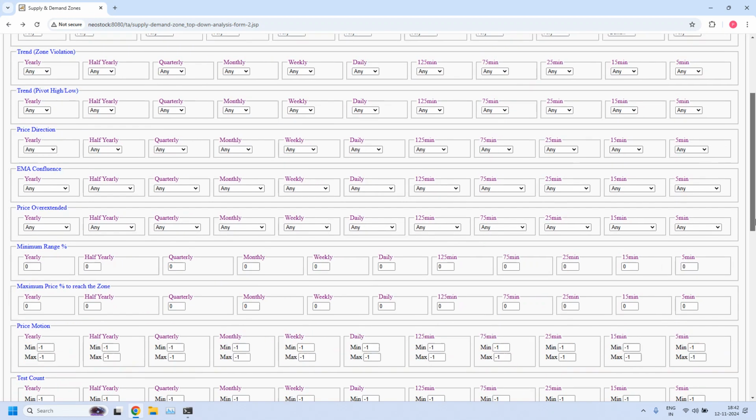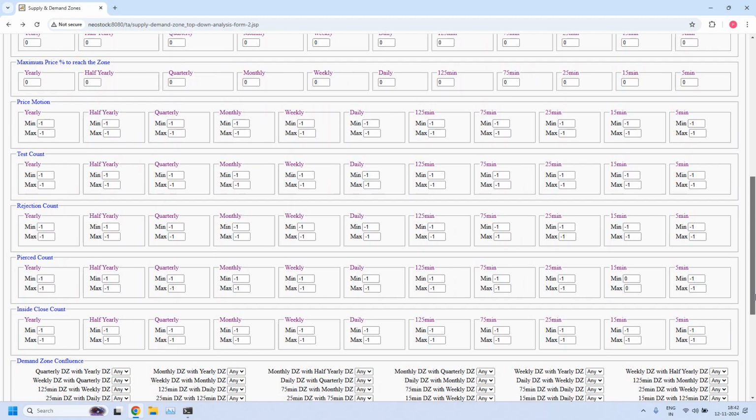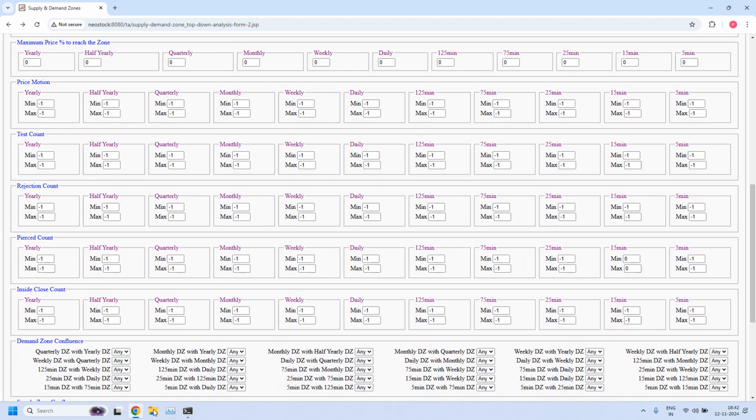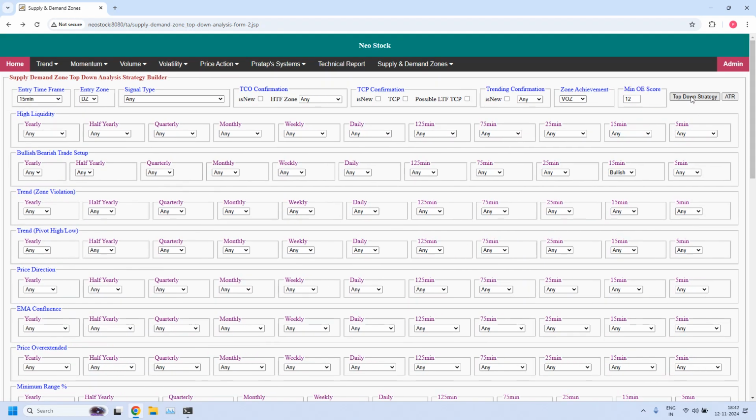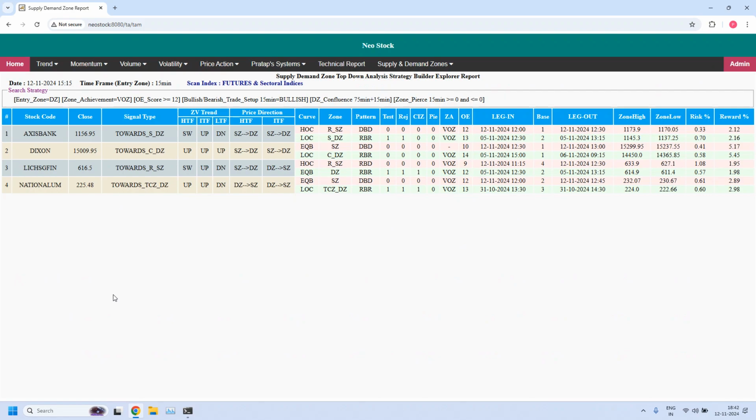So in the demand zone confluence, LTF is 15 minutes, ITF is 75 minutes. That is 15 minutes demand zone with 75 minutes demand zone confluence filter is enabled. With this filter from the 4 stocks, we got all the 4 stocks. That means in all these 4 stocks, all these 15 minutes demand zones are part of the 75 minutes demand zones. And this 75 minutes trend is uptrend.